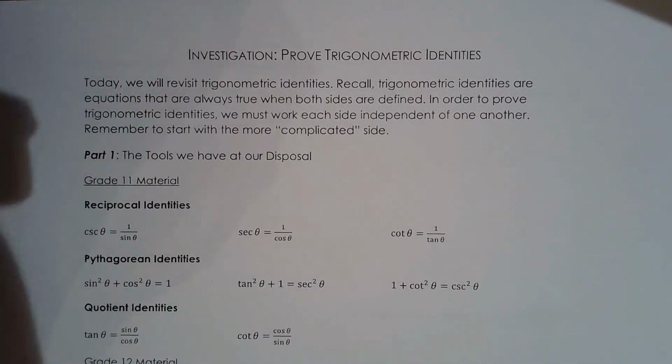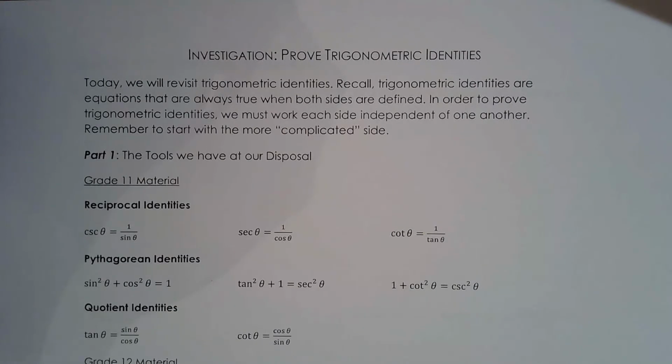So this is our final lesson of the unit. It's probably everyone's favorite, proving trigonometric identities. You've done this in grade 11, and we're just doing it again in grade 12, but this time around we have a lot more tools, a lot more identities to help us out.